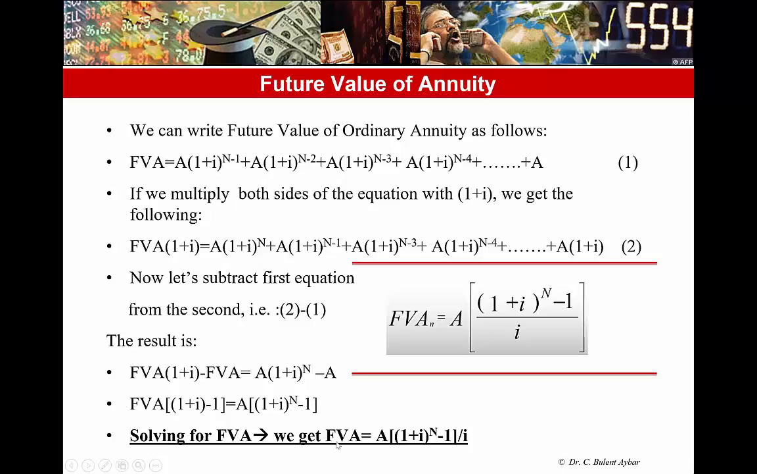And if we solve this for the future value of annuity, we get A times 1 plus I to the power n minus 1, divided by I. So this is the general formula for the future value of an annuity. Provided that we have annual cash flows of A, we earn interest of I%, and we receive these cash flows over an n-year period, the future value can be calculated by using this formula. Indeed, Excel and calculators utilize this formula to calculate the future value of an annuity.